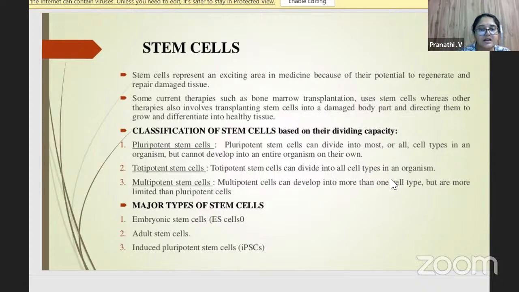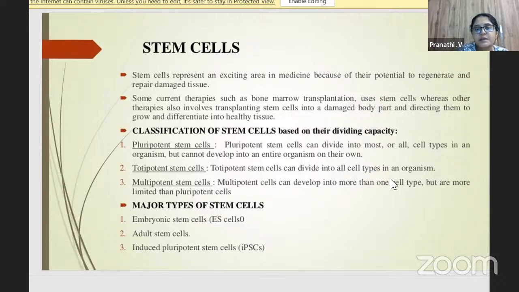Stem cells again are of different types: pluripotent, multipotent, and totipotent. Pluripotent means most of the cells can be developed into an entire organism. Totipotent cells can divide into all types of cells in the organism. Multipotent is one cell type where you have different lineages. So you have either lymphoid precursor cells or myeloid progenitor cells, which usually arise from the pluripotent stem cells that are present. According to that, you will get it.